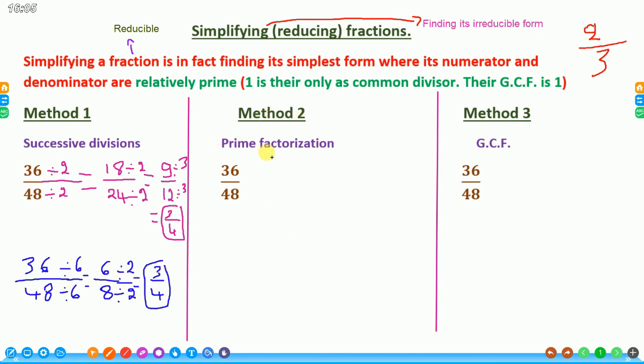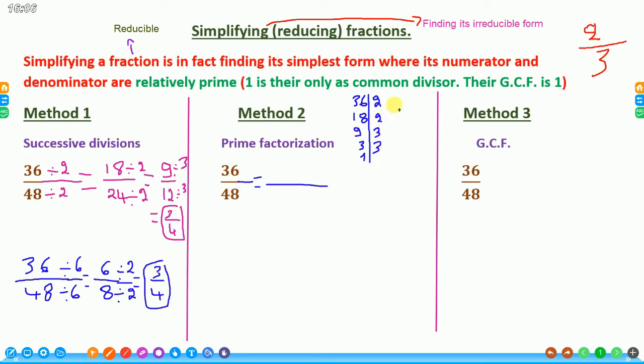Method 2 is prime factorization. In this method, we need to write the numerator and denominator in the form of product of prime numbers. So we decompose 36 into product of prime numbers by dividing by prime numbers, starting with 2 in case the number is even. 36 divided by 2 equals 18. 18 divided by 2, 9. Then I can divide by 3. 3 divided by 3 equals 1.